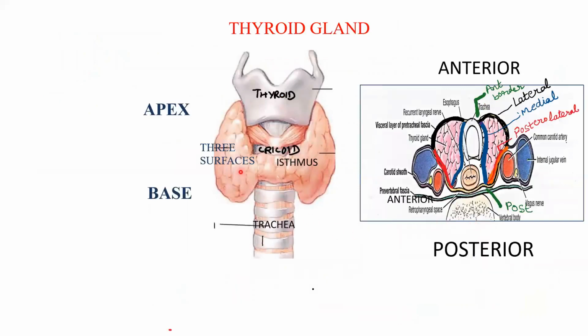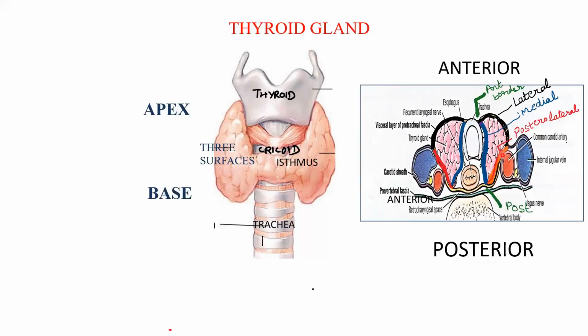Each lateral lobe of the gland will have an apex reaching up to the mid of the thyroid cartilage and a base. It will have three surfaces: a lateral or superficial surface towards the skin, and a medial surface related to the larynx and the trachea. The lateral and the medial surfaces are separated by an anterior border.